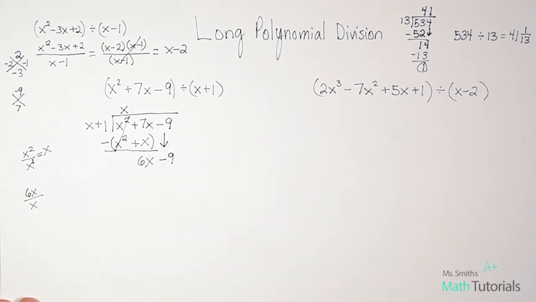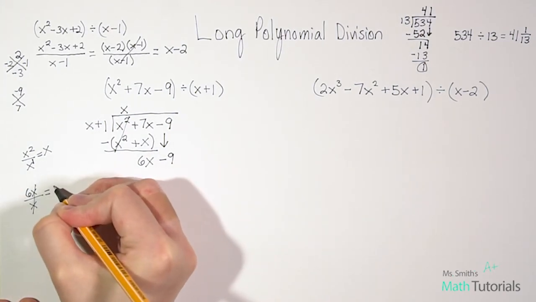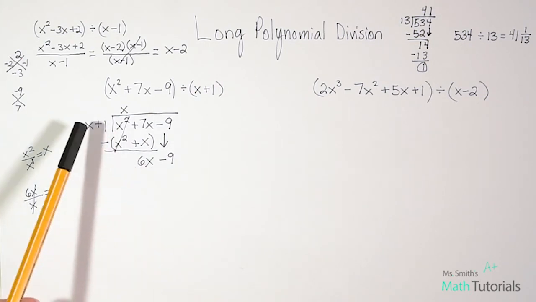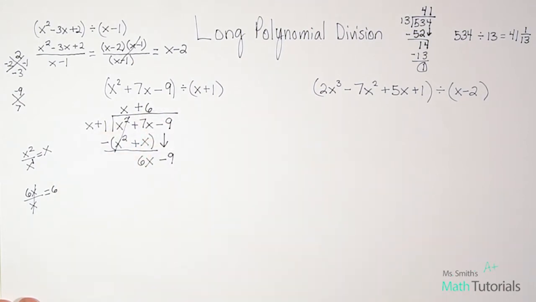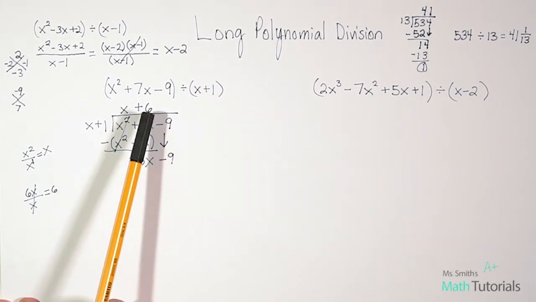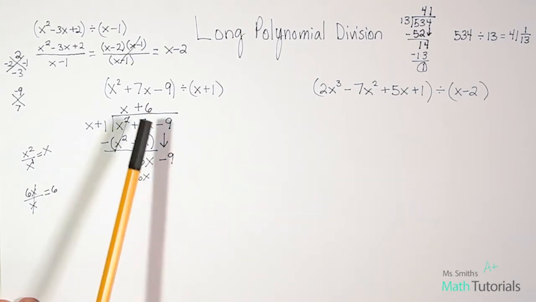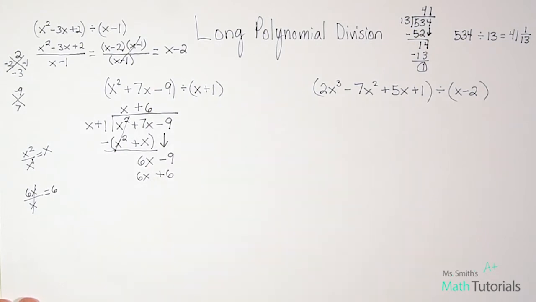Now, hopefully you notice that that's an x divided by x, and that cancels. So we're just left with 6. All right, so we know that 6x divided by x is a positive 6. And now we multiply it out. So we say 6 times x is 6x. 6 times 1 is positive 6.